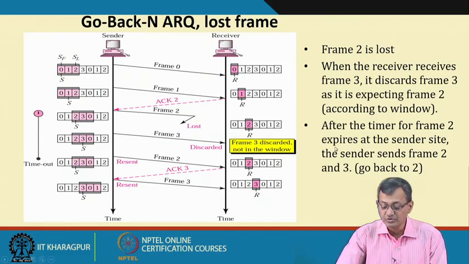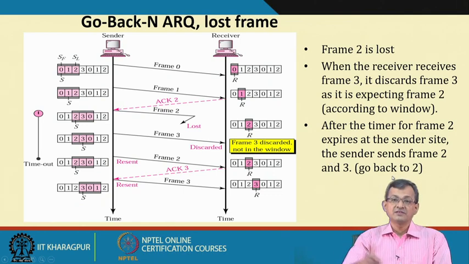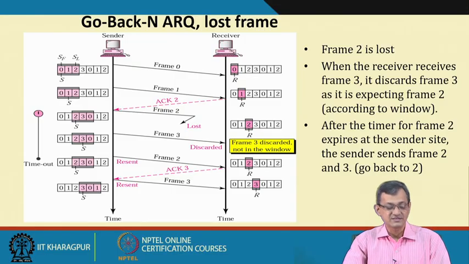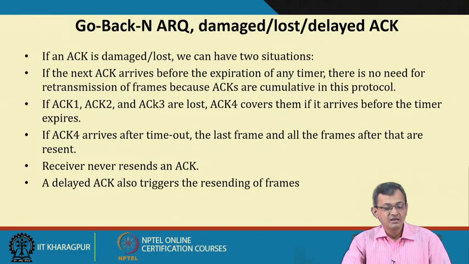The timer for frame 2 expires on the sender side, and the sender sends frames 2 and 3 again. It goes back to frame 2 in this case. Go-Back-N.